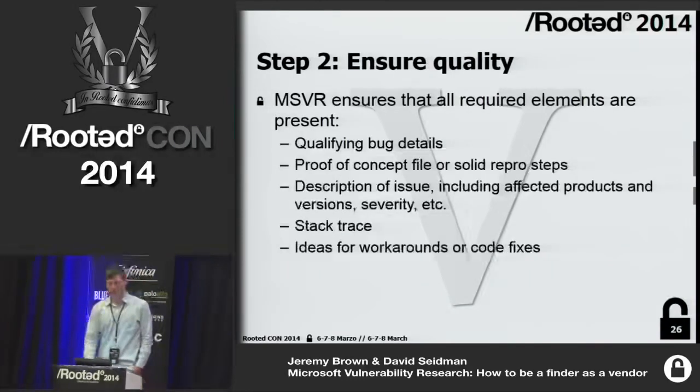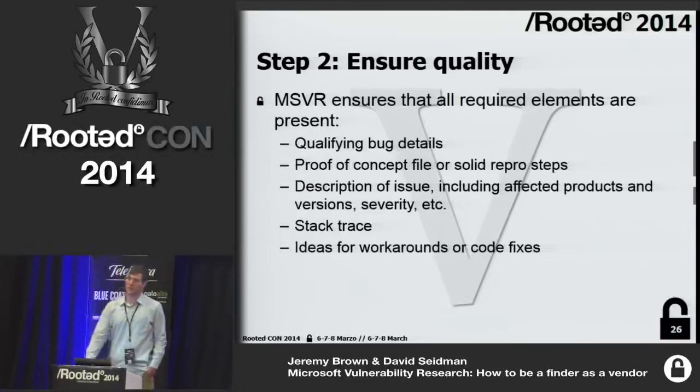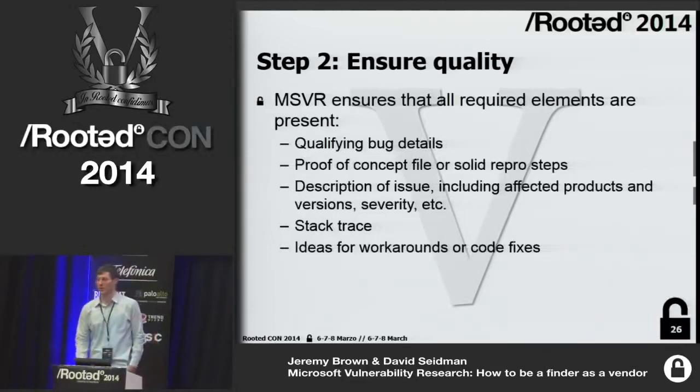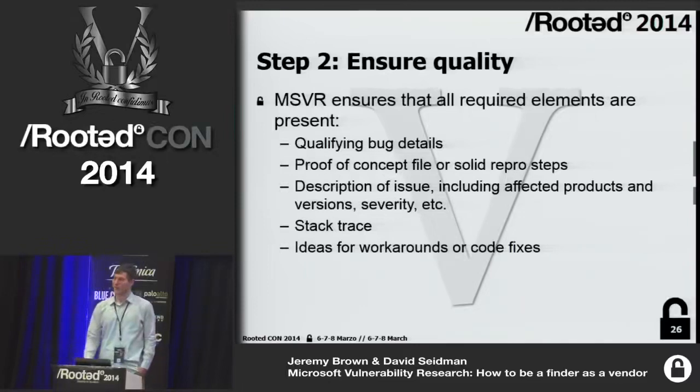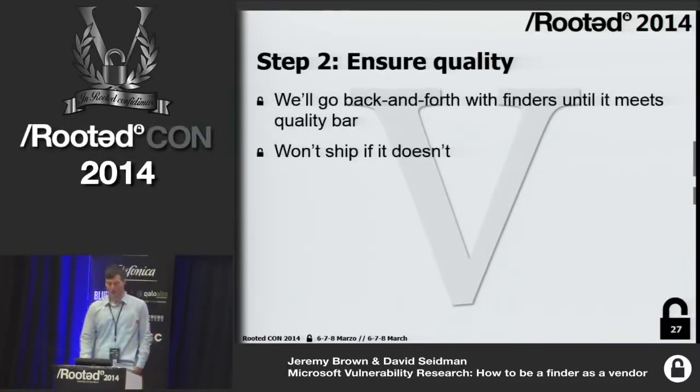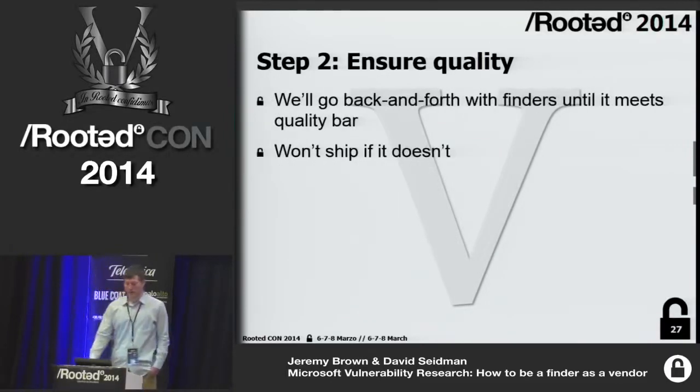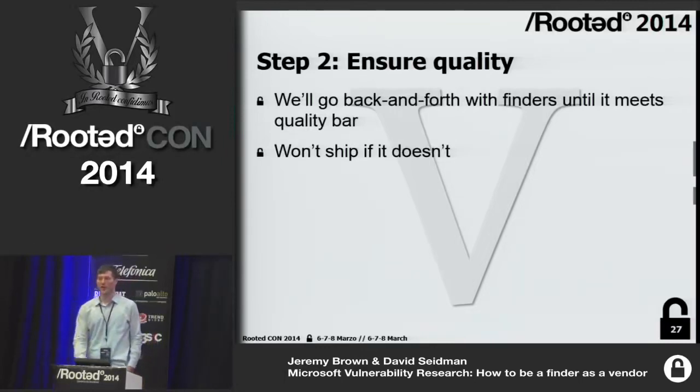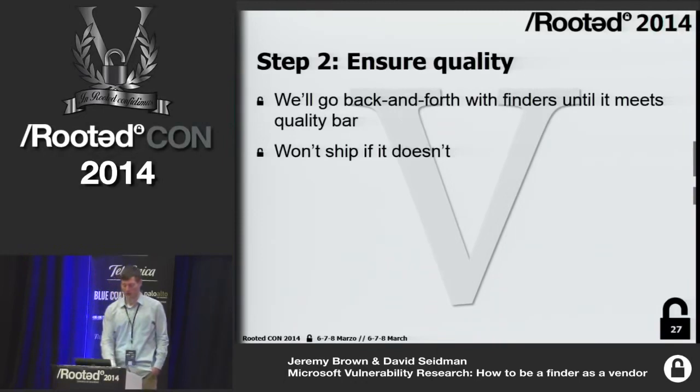Step 2, ensure quality. Want to make sure all the details are present. So, like I said, it's much easier to get the bug fixed if you can hand something to the company, which goes to the developer who's responsible for the product, and they can fix it without having to spend hours trying to figure out what the actual problem is. And then we'll go back and forth with the finder and make sure they are including all the details so we can get everything fixed as quickly as possible.